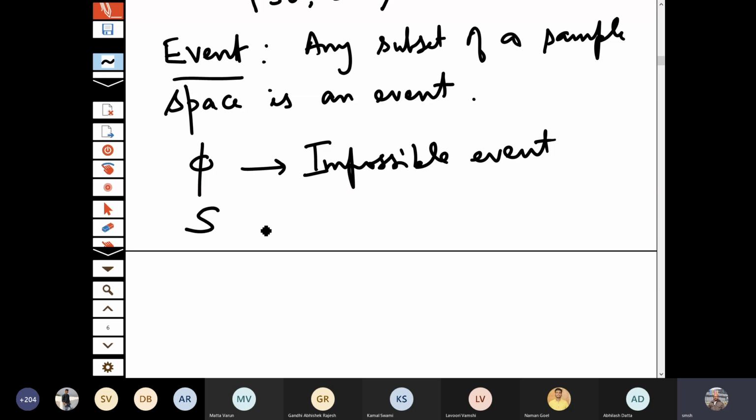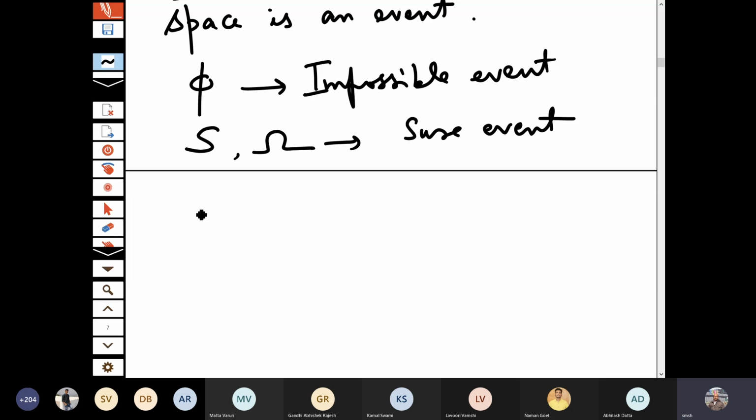And of course, you can have the full omega. Omega is also a subset of omega, so that is called a sure event. If I toss a coin and I say either head or tail will come, then it is a sure event.